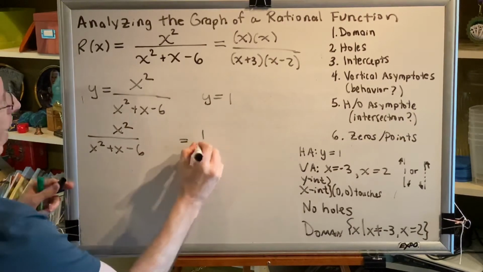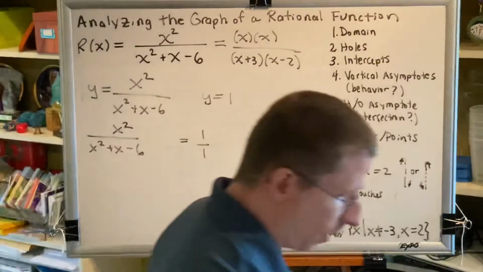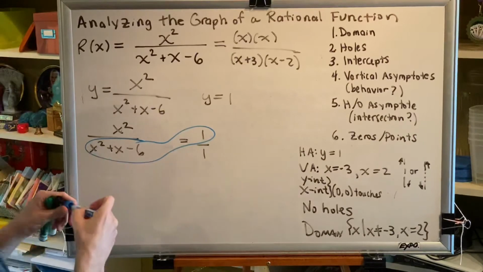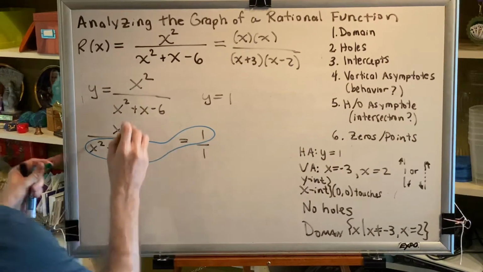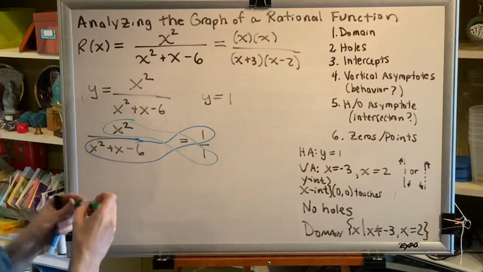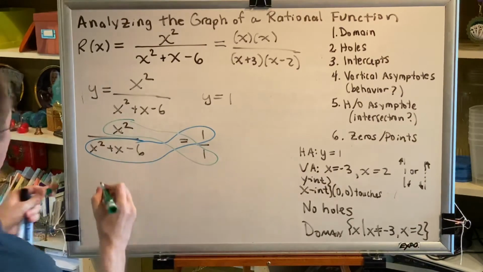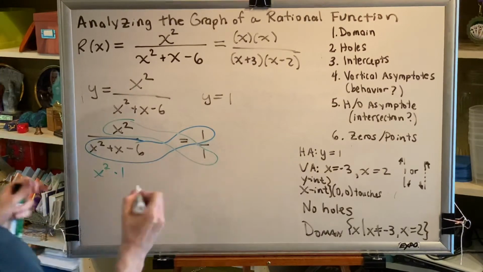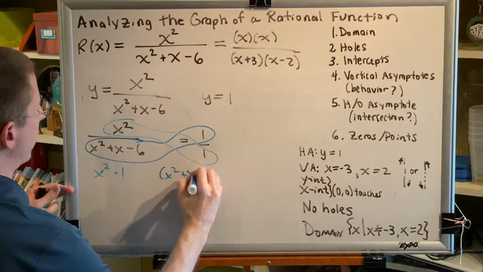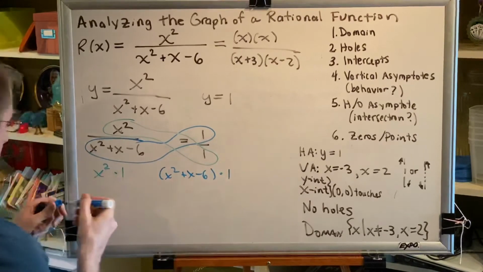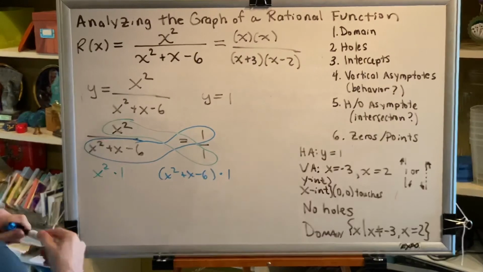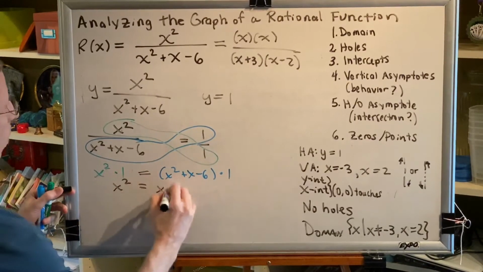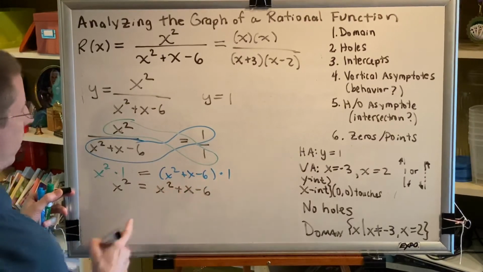Now 1 can be written as 1 over 1, and then this is a proportion, so I can set the cross multiples equal to each other. We'll take those two things and multiply them, and set that equal to these two things when we multiply them. So on one side of our equation, we're going to have x squared times 1. On the other side, we're going to have x squared plus x minus 6 times 1. And then the equal sign comes down in between them. Now anything times 1 is itself, so this just gives me x squared equals x squared plus x minus 6.